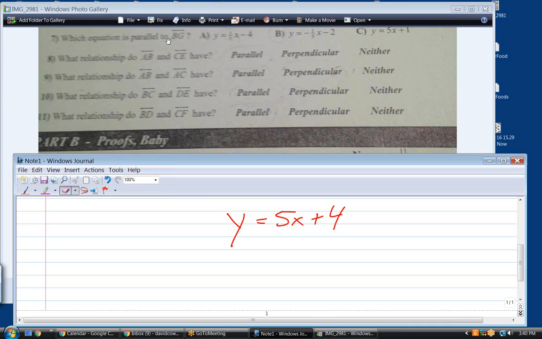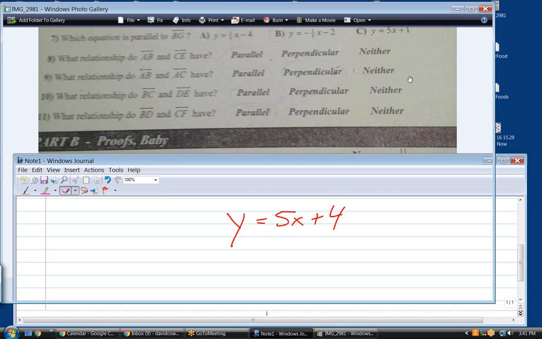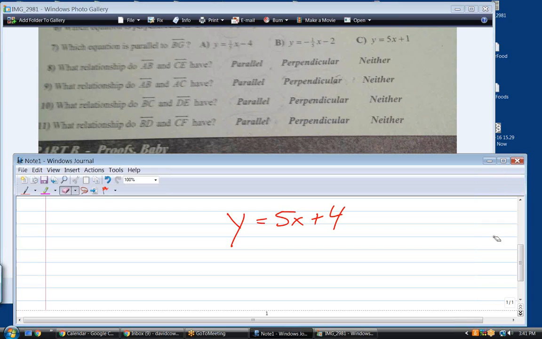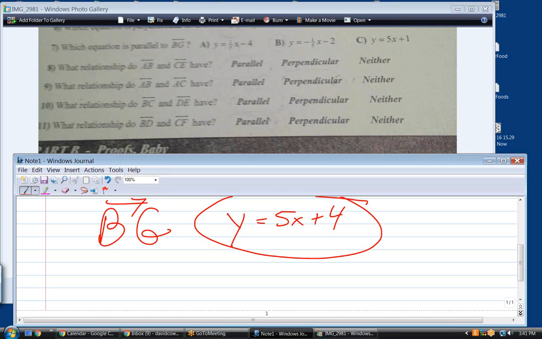So what is the equation that has the same slope as our line, of the three choices there? Seven. Now you can see it. Which of those three equations has the same slope as line segment BG?